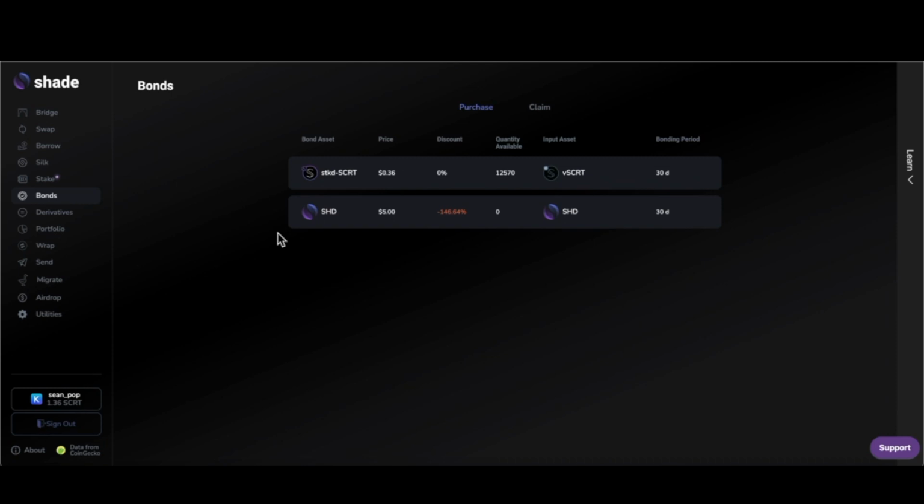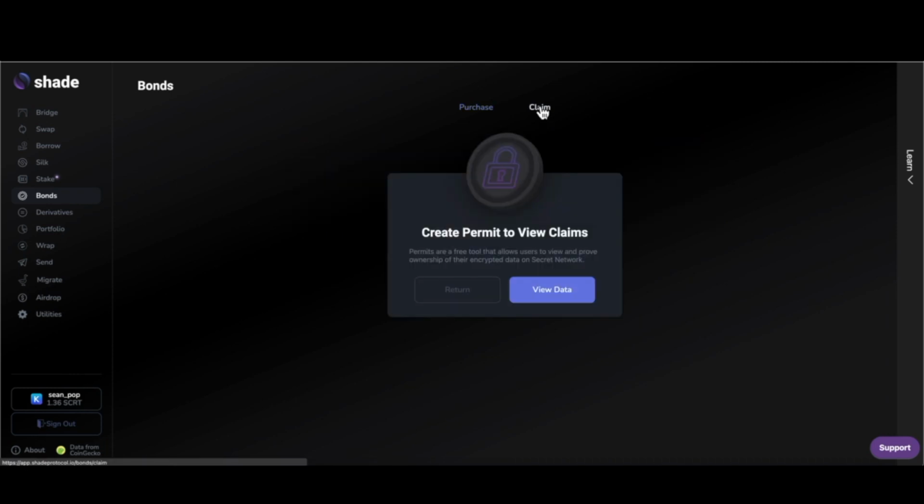This product doesn't have a lot of activity going on right now, but it's good to know about. Let's say that the protocol wants to reduce the supply of Silk in circulation. You could sell your Silk, release it into this bond, and then receive Shade at a discount from the market price in a specified time period. It might be 30 days. And then after that time period is up, claim is where you would go to claim that Shade.